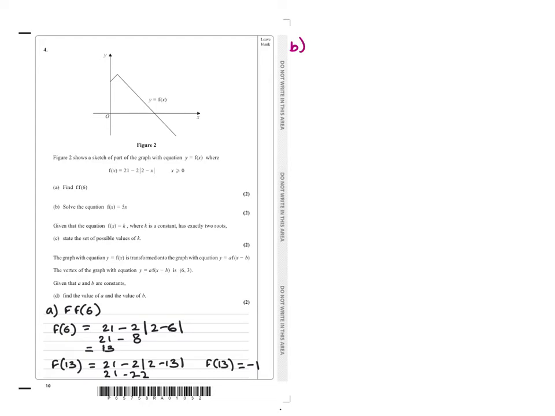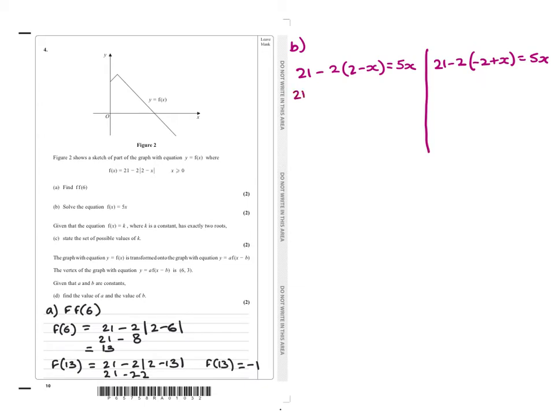Okay, part B. Solve the equation f of x equals 5x. Now remember, when we're solving a modulus, there are 2 ways to do this. To get a modulus into a bracket, we do one of 2 things. So we're going to have 21 minus 2 lots of 2 minus x equals 5x. And we're going to have 21 minus 2 lots of, and then we multiply everything inside the bracket by minus 1, minus 2 plus x, equals 5x. So you can see the difference is where the modulus would be. One, we've taken the positive, one, we multiply everything by negative 1.